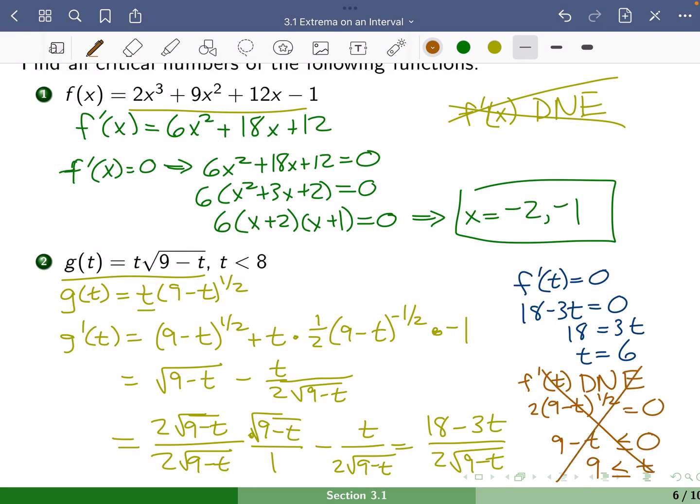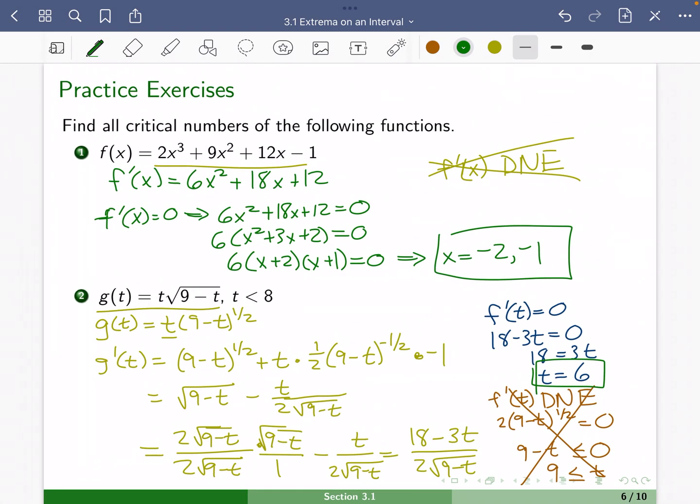In fact, even if we didn't make that restriction, most of them wouldn't have been in the domain anyway. Anything that was greater than 9 is not in the domain. At 9, that is in the domain of the original function, so that would have been a critical value. But as is, 6 is our only critical value.